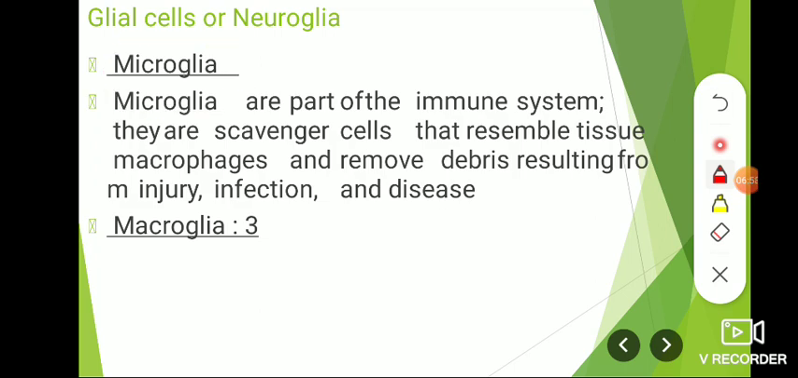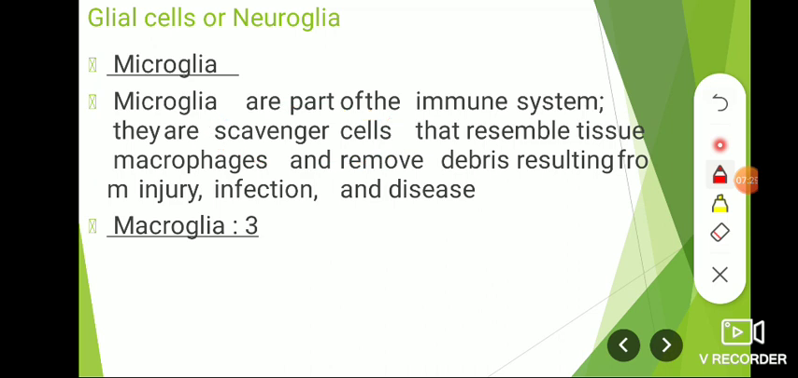Just like in our blood we have WBCs in different categories, ultimately macrophages are formed from the WBCs once they go into an organ. Similarly, microglia is nothing but the macrophage of the nervous system, and it helps in protecting and removing debris from injury, infection and diseases. So it is a scavenger cell taking part in the defense of the brain. It is called microglia.